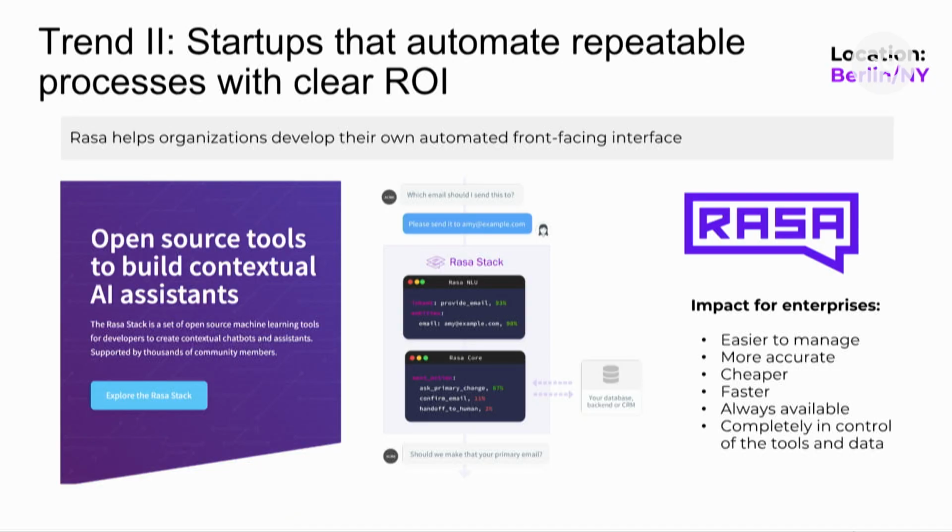The second one is startups that automate repeatable processes with clear ROI. This is very common, and oftentimes companies get paid or start growing. So you've probably heard of companies like Automation Anywhere and UiPath. They've raised very large amounts of funding in the past year or so. The reason they were able to grow so fast is because they really help companies cut costs and make their operations more efficient. One of the companies I want to give as an example here is a company called Rasa.